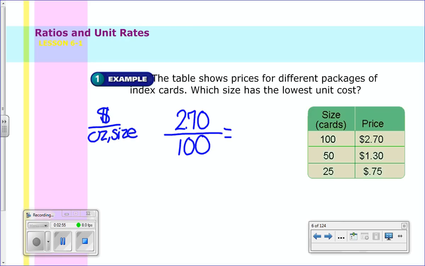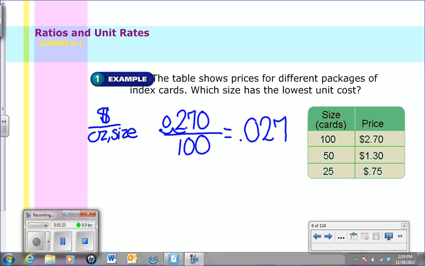Well, if I divide that out, and you can do that as well, 2.70 divided by 100, and you end up with 0.027. And again, on this one, you could really just move the decimal over 2 spots. That's how I got that one. Now, I want you to do the 50 and 25. Find the unit cost. So find the cost for the 50 cards and find the cost for the 25. And then find out which one of these has the lowest rate. So go ahead and do that now.